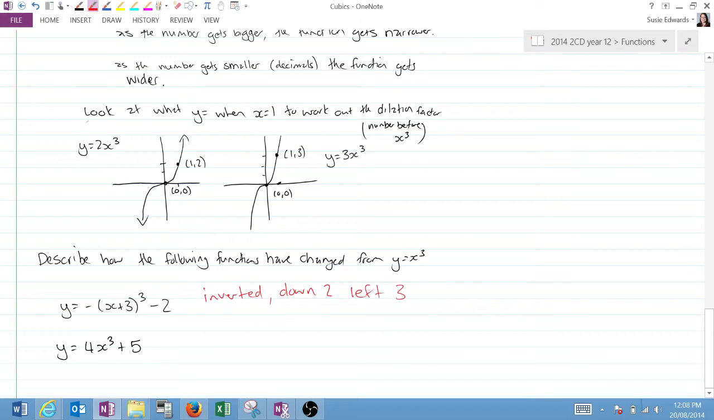Okay, the one below it, what happens to it? Yeah. It shrinks so that when x equals 1, y equals 4. Yep, so it gets narrower by 4 times. Okay. Yep, and that's good. So one of the points will be 1, 4, which is good to know. One other thing, what else happens to it? Up by 5. Everyone okay with this?